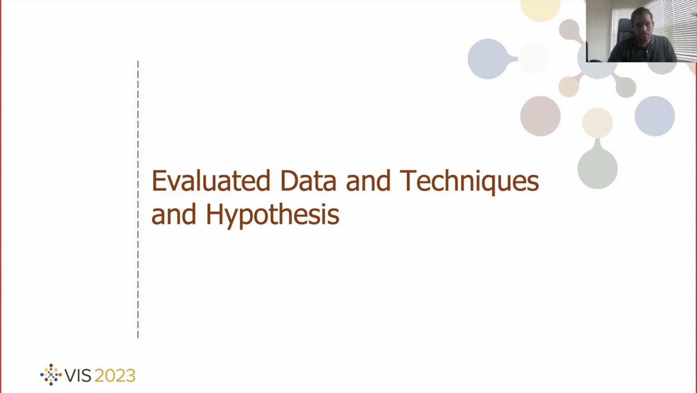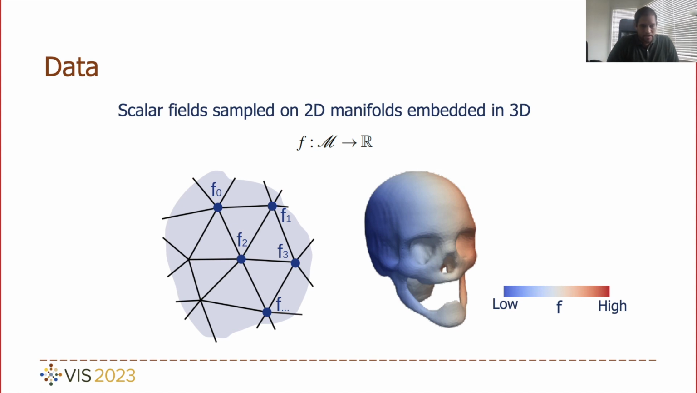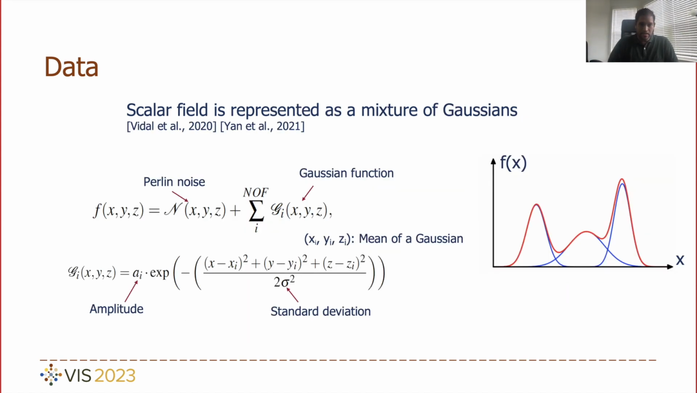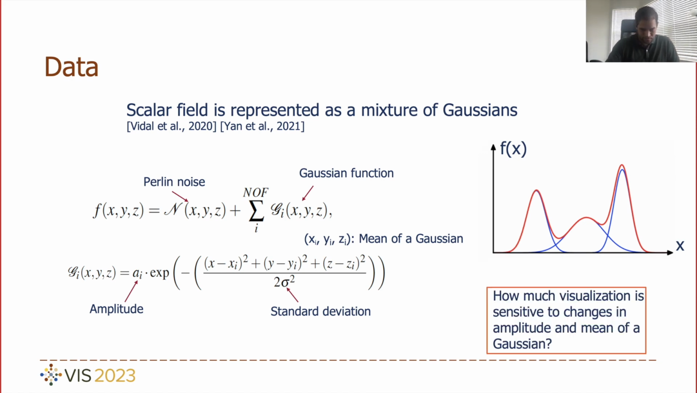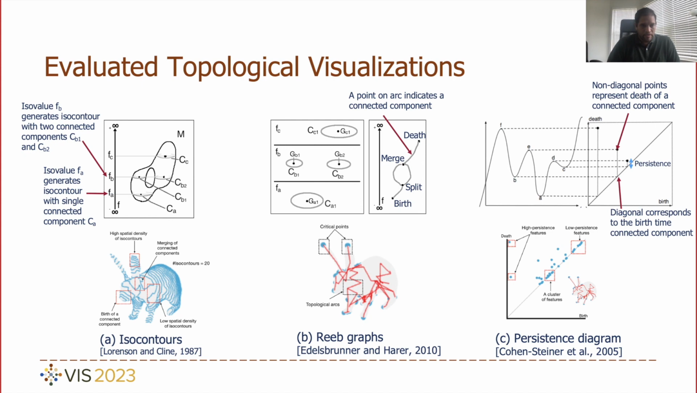Now, I'll briefly go through the data and techniques that we evaluated and our hypothesis. Our current study is limited to scalar fields sampled on 2D manifold triangular meshes embedded in 3D. We model the scalar field as a mixture of Gaussians, which is a common data model used in multiple prior studies. Specifically, we study how much the visualization is affected as we introduce variation in amplitude and mean of a Gaussian. Now, I will briefly describe the three types of topological visualizations that we study in addition to color maps, but for more technical details, please refer to our paper.